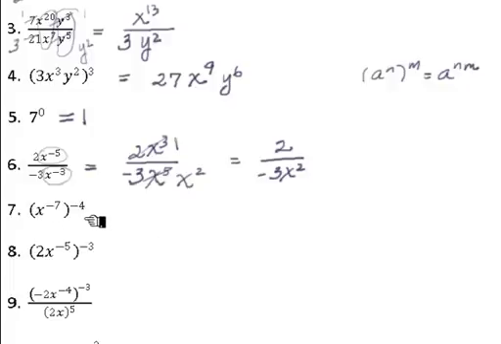Okay, in number 7, we could just use this rule here, multiplying the exponents, and we get -7 times -4 is 28. So this is x to the 28.